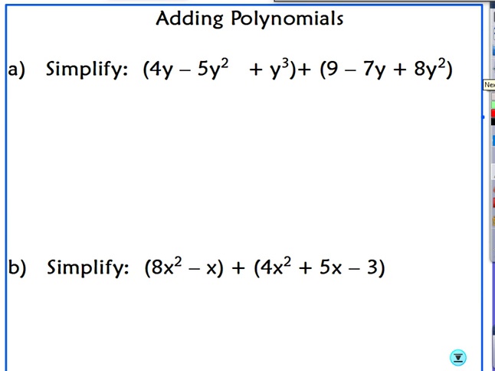Now I will work through these two examples. Try these two on your own and check your answer. Notice that each of the answers that I have written down are in standard form, starting with the highest exponent all the way down to any constants.